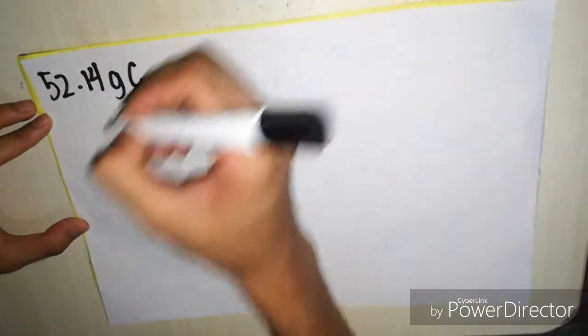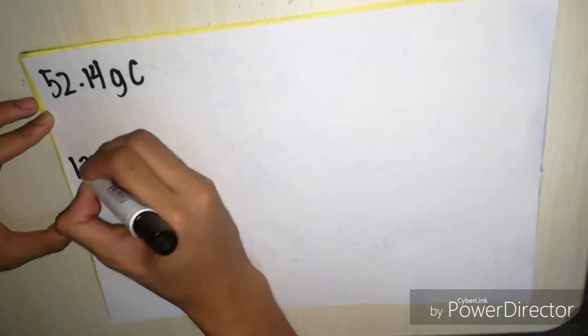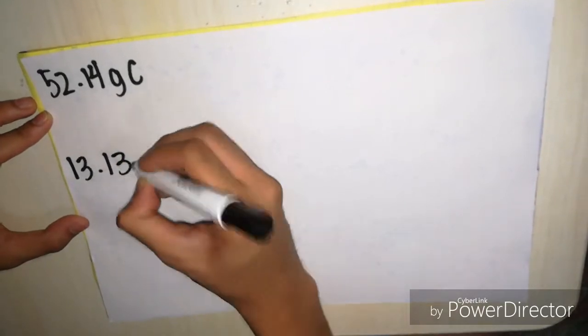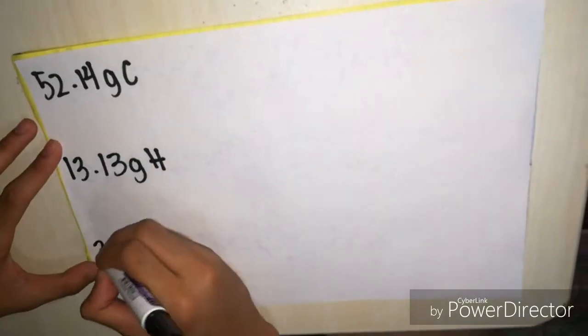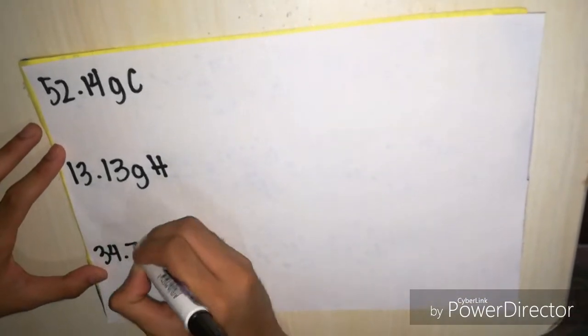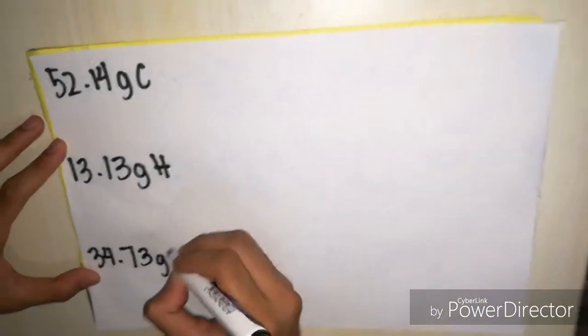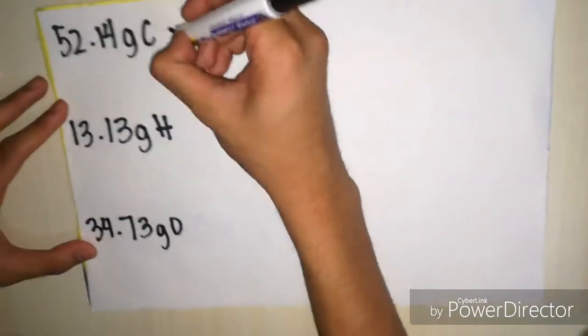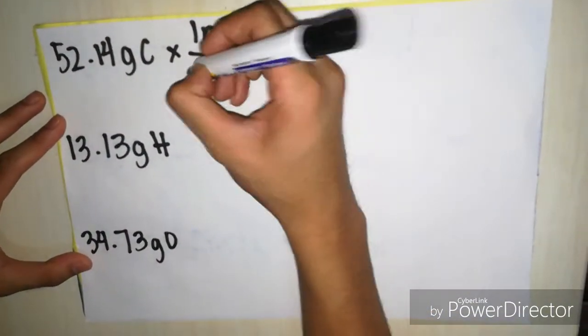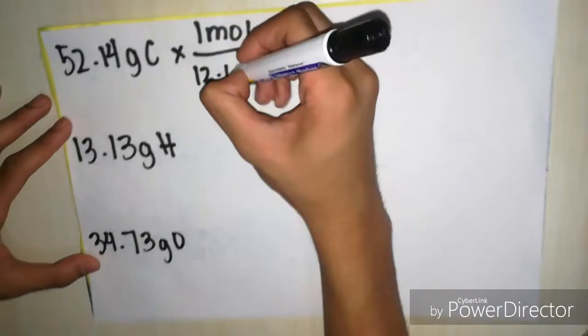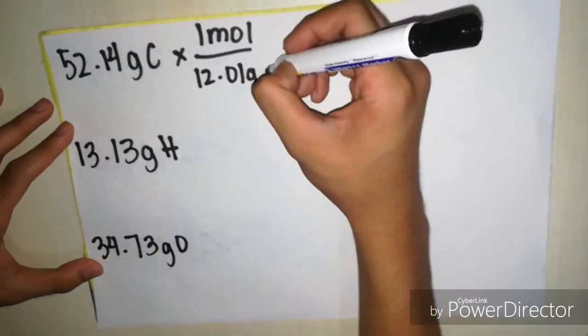First, we have 52.14 grams of carbon, 13.13 grams of hydrogen, and 34.73 grams of oxygen. Multiply it by 1 mole and divide it by its atomic mass. For carbon, we will have 12.01 grams of carbon.